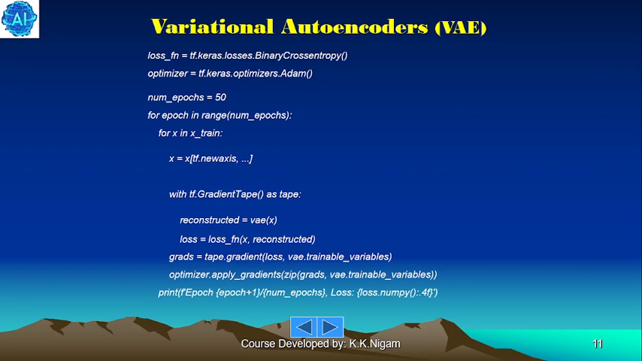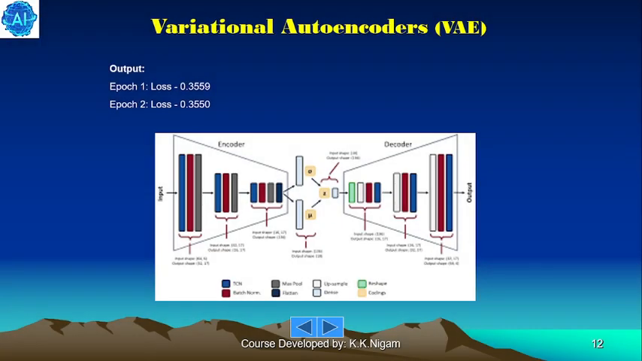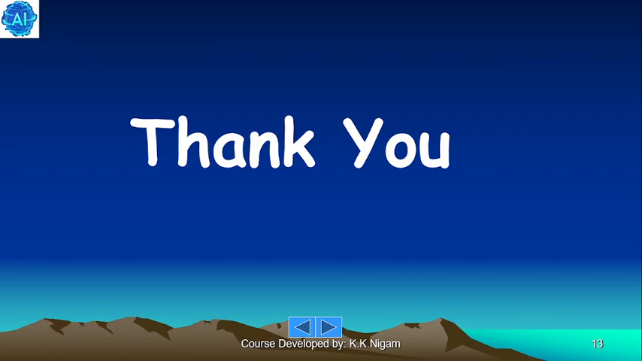For x in x_train, then with tf.GradientTape as tape, reconstructed, and then loss, then grads. These are all fixed kinds of code which one has to write in the editor, and then one can get the output accordingly. Variational autoencoder: here you will get the output as epochs. The first iteration may give you a loss of minus 0.3559. The second epoch may give you a loss of minus 0.3550. Thank you.